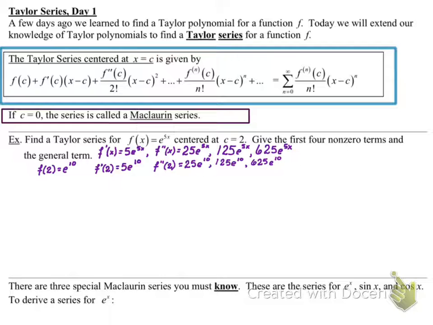First we find the value of the derivatives when c equals 2. And then we use our handy dandy little formula at the top of the page, which we should have memorized any day now. And here we have our first 1, 2, 3, 4 non-zero terms. And now we need to figure out what our general term is.